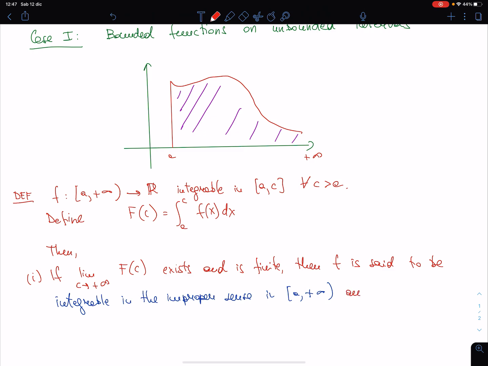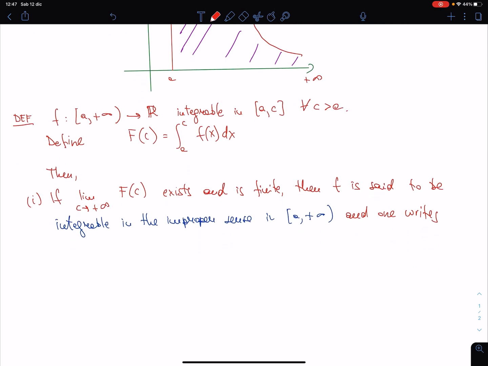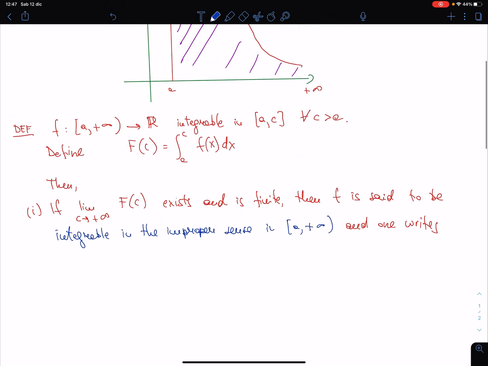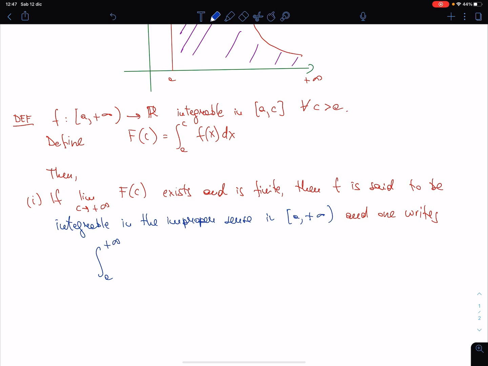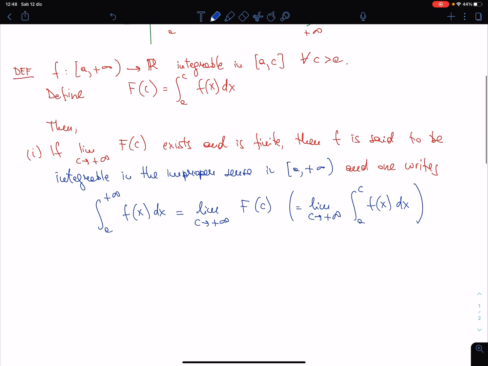and one uses the notation: the integral between a and plus infinity of f equals the limit for c going to plus infinity of capital F of c, which is the limit for c to plus infinity of the integral from a to c of f of x dx. Okay? And this is the idea of a finite area of an unbounded region, so finite amount of painting in order to paint the wall, the unbounded wall.